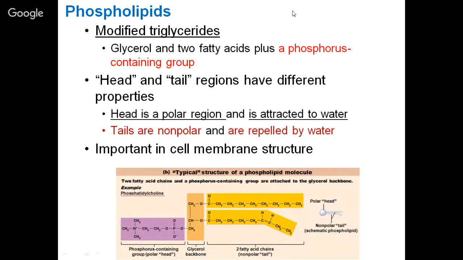With regard to the modified triglycerides, the common example would be the phospholipids. Phospholipids are composed of a glycerol and 2 fatty acids instead of 3, but they do have a phosphorus-containing group, so that's why the word phospho comes into that. And with phospholipids, there are two regions, the head region and the tail region, and they do have different properties.